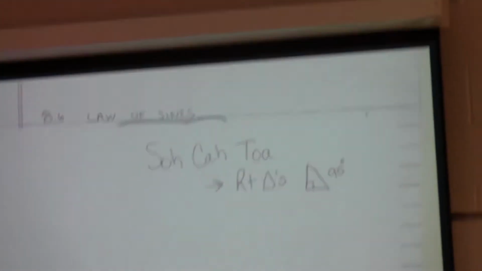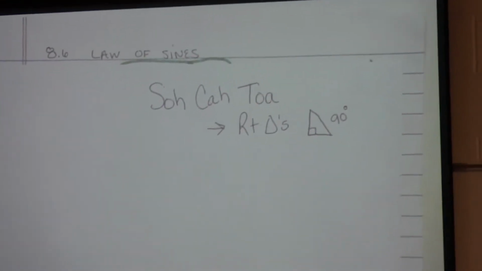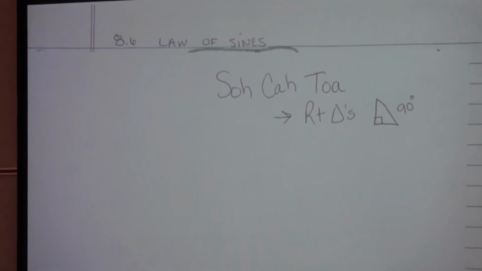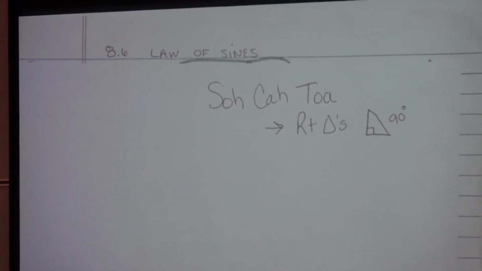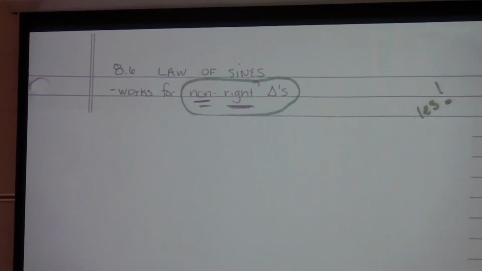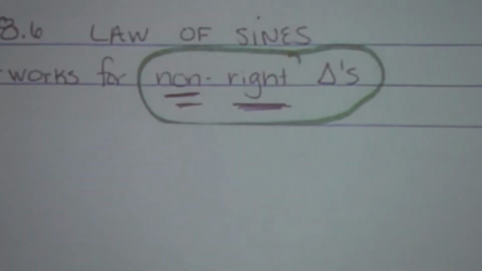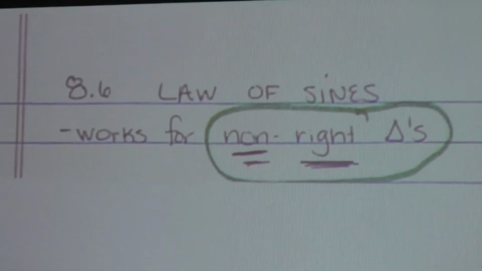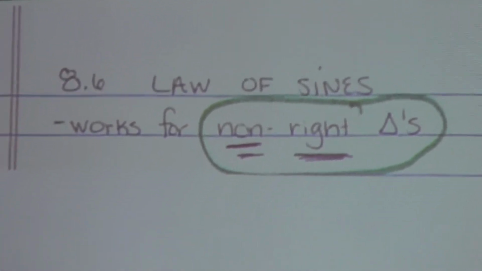Luckily for us, some of those famous mathematicians that we talked about yesterday came up with some other things we can do in order to find sides and angles for triangles that are not right triangles. The first one is the law of sines. The law of sines works for any kind of triangle. So it works for right triangles as well as all other triangles. It doesn't have to be just non-right, but it works for all triangles.